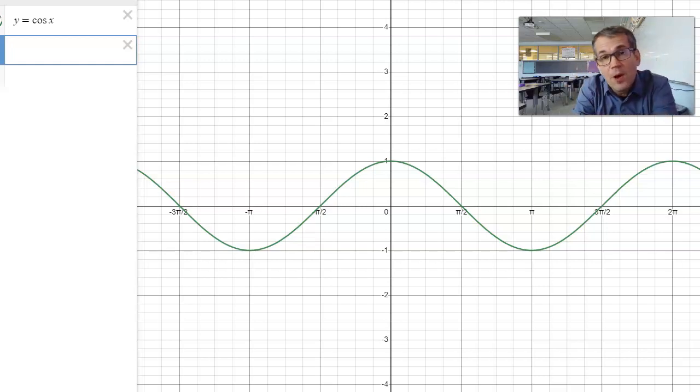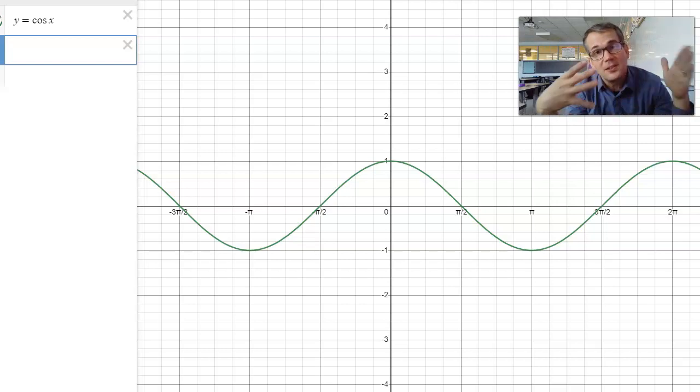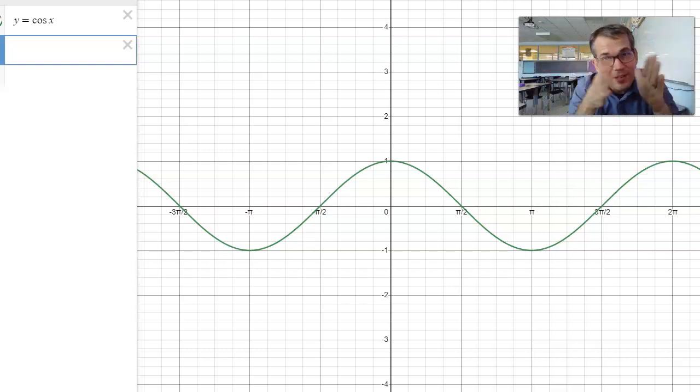For this next one where we have y equals cosine of 3x, it actually affects the graph in a way that's not going to relate well to anything you've done in the past. What it's going to do is affect the scrunchiness of it. That's not the technical term, but I'm going to show you what I mean.